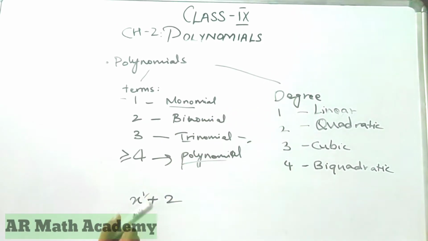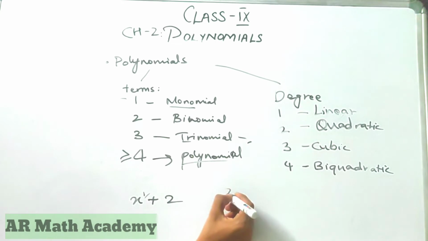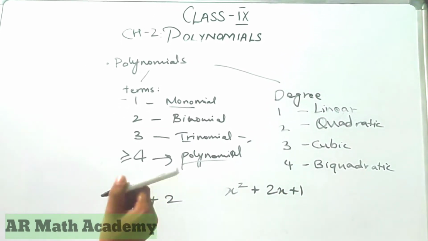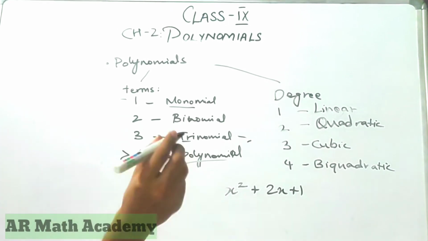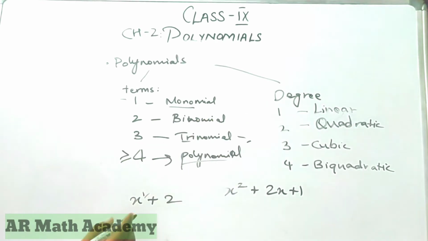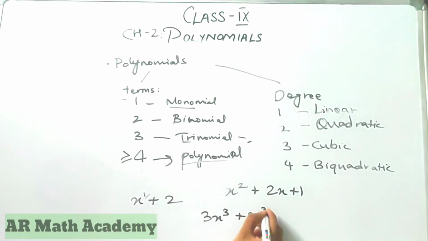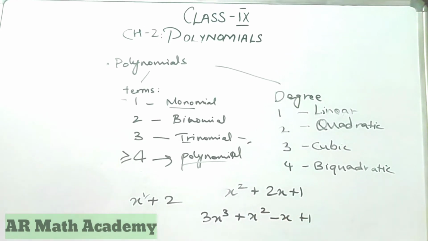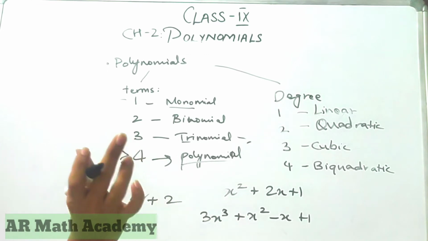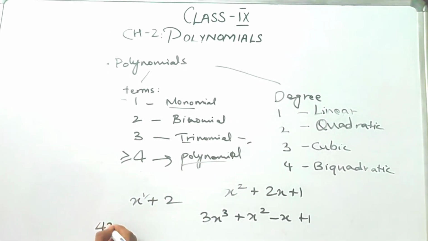Now, let me give an example of a quadratic polynomial. A quadratic polynomial has a degree 2. So, I will give an example like this. x square plus 2x plus 1. Now, this is a polynomial with degree 2 and hence this is called a quadratic polynomial. Now, let me give an example for a cubic polynomial. 3x cube plus x square minus x plus 1. This is an example of a cubic polynomial with degree 3, and with the biquadratic polynomial we can give an example like this.